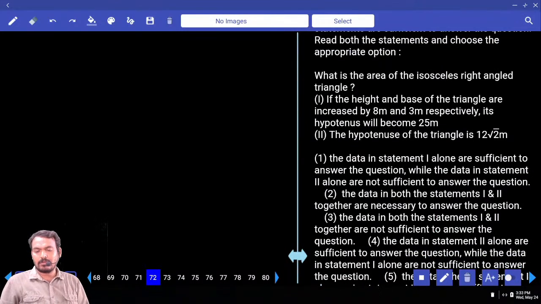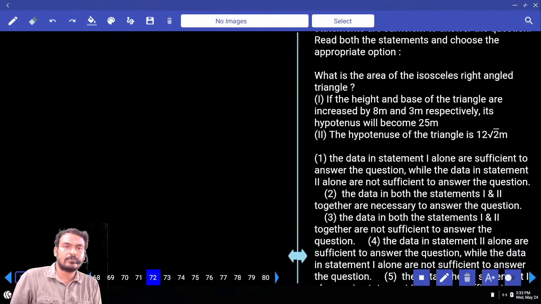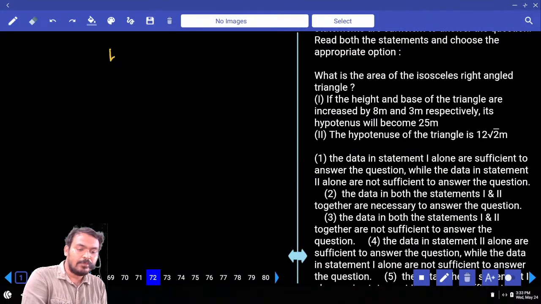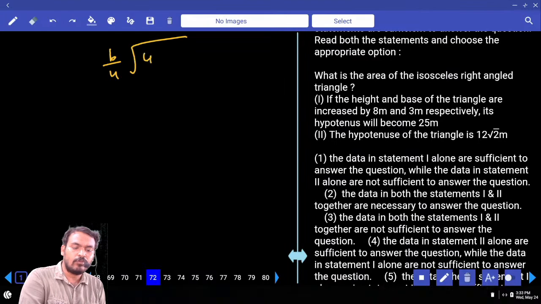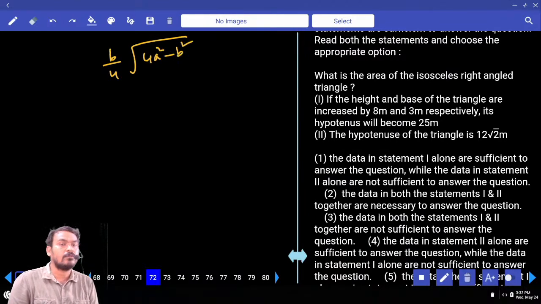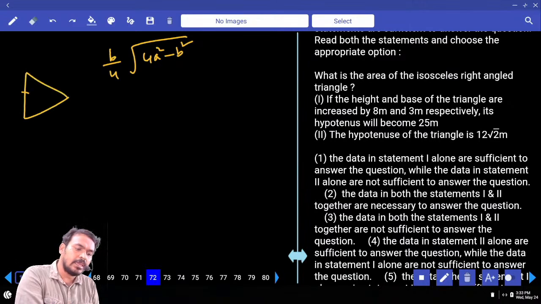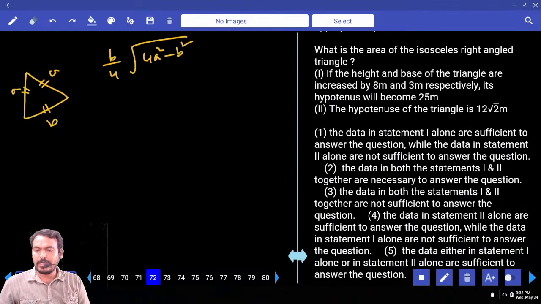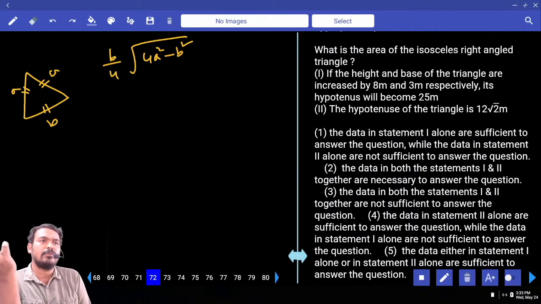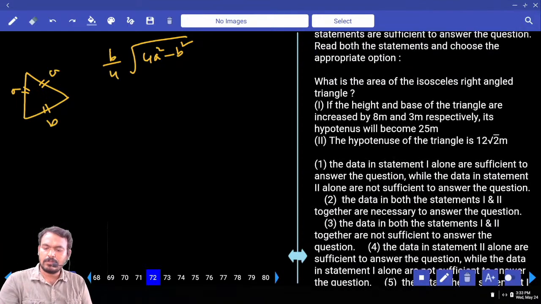What is the area of the isosceles right angle triangle? What is the area of isosceles right angle triangle formula? b/4 into square root of 4a square minus b square. Means b is the base value, a is the equal sides. And what is the first statement? If the height and base of the triangle are increased by 8 and 3 meters respectively, and its hypotenuse will become how much? 25. But here we don't know the height value and we don't know the base value. 1 alone is not sufficient.